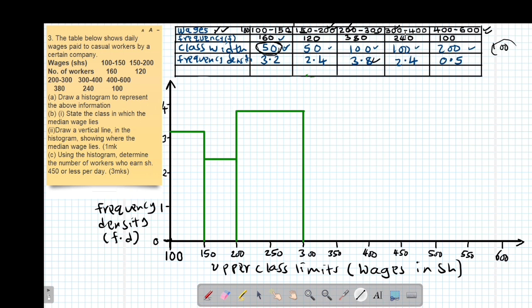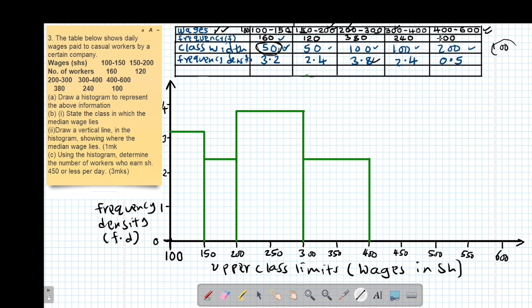Then the next class is 300 to 400. I have 2.4. 300 to 400, 400 is here. The frequency density is 2.4. So 2.4 will be, this is 2.0, then 2.2, then 2.4. So this will be our 2.4. So the 2.4 is here. Yeah, that will be our 2.4.